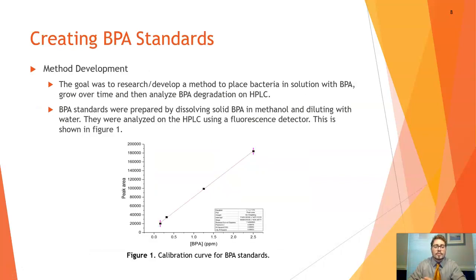So the next step in the project was creating BPA standards. So that was part of the method development, learning how to analyze it on the HPLC. So the goal was to research or develop a method to place bacteria in solution with BPA, grow over time, and then analyze the BPA degradation on HPLC. That was the ultimate goal. So to start with that, BPA standards were prepared by dissolving solid BPA in methanol and diluting it with water. So they were analyzed on the HPLC using a fluorescence detector, and this is shown in figure 1 below.